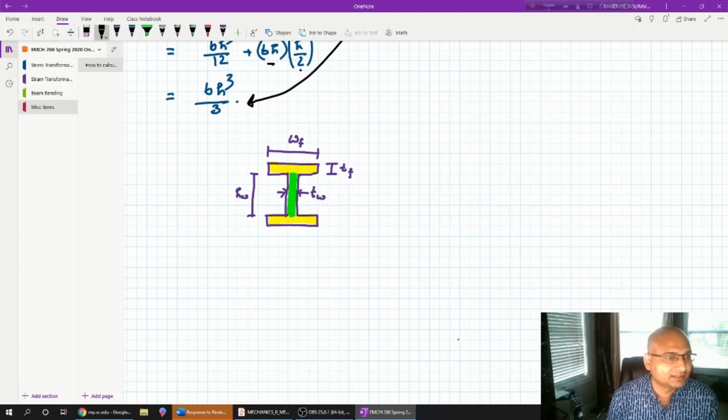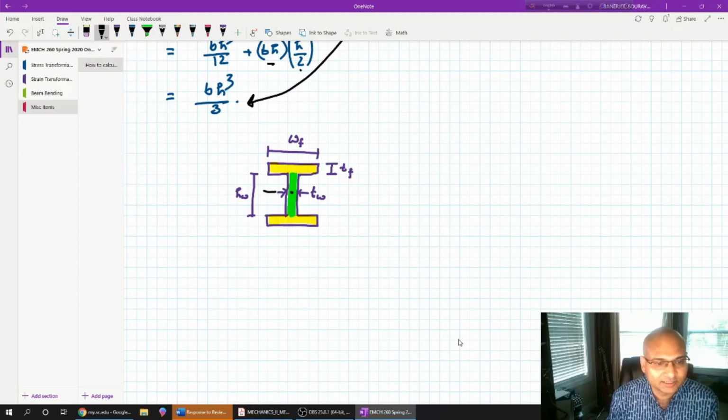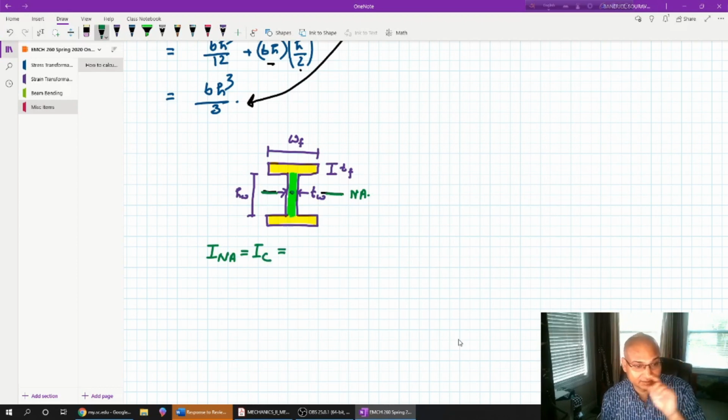Now my neutral axis, if the section is symmetric with respect to this axis, so let's say this is my centroidal axis, and as I use the green as my centroidal axis, let's use the green color. So this is my centroidal axis, neutral axis. So I have to find my moment of inertia NA, which I also called moment of inertia with respect to the centroidal axis. That means it is lying at the point passing through the center of area. So IC is equal to the moment of inertia of the yellow sections plus the moment of inertia of the green section. Let's find the moment of inertia of the green section.